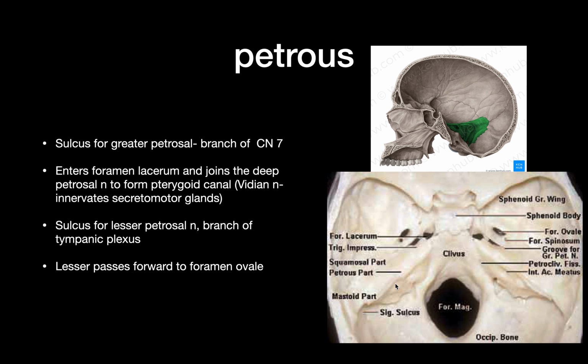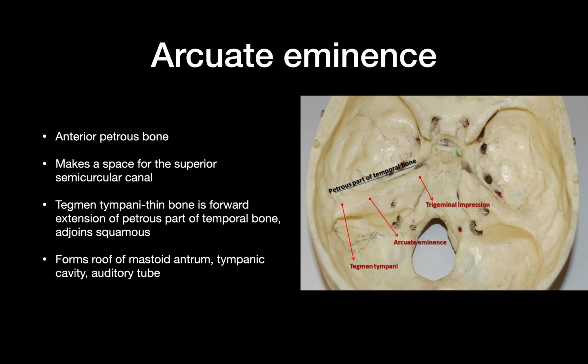This is the sigmoid sulcus for the sigmoid sinus, the mastoid. Here's the petrous. Here's the clivus. So the arcuate eminence is usually in the anterior petrous bone. Here you go. And it makes a space for the superior semicircular canal.